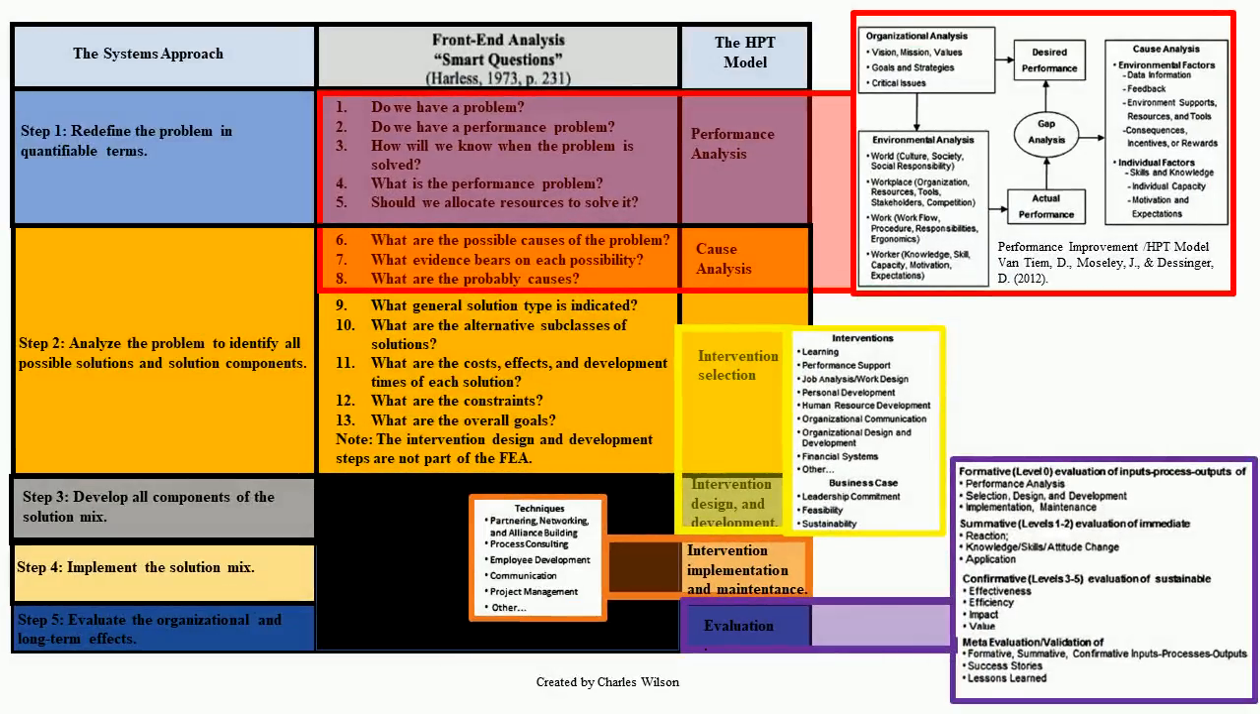This graphic highlights the relationship or correlation between the systems approach, Harless's 13 SMART questions, and the HPT model. Notice the correlation between step 1 in the systems approach and the first 5 questions of Harless's model, along with the performance analysis section of the HPT model. Step 2 aligns with questions 6 to 13 and the cause analysis portion of the performance analysis sections. The remaining steps of the systems approach in the HPT model line up.